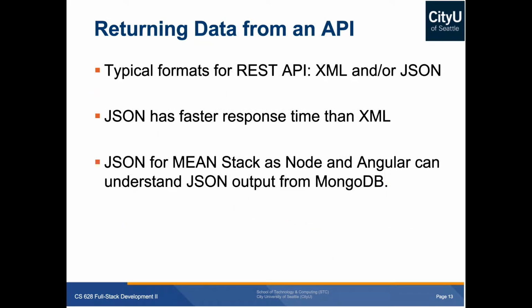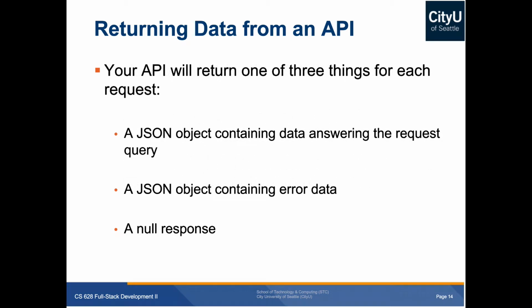So the typical formats for REST API are XML and/or JSON. JSON has a faster response time, and it's used throughout the MEAN stack as well. Your API will return one of three things for each request: the JSON object answering the request query, so if you request, let's say, a location, you would get that specific location in a JSON object format; a JSON object containing error data if there's any error at all; and a null response for delete.